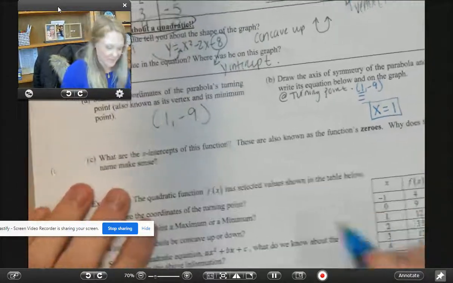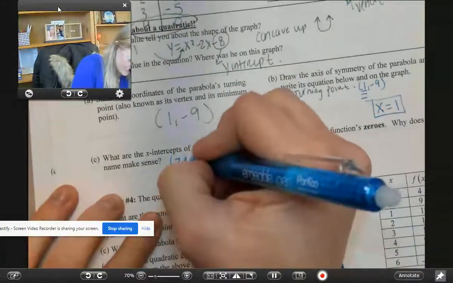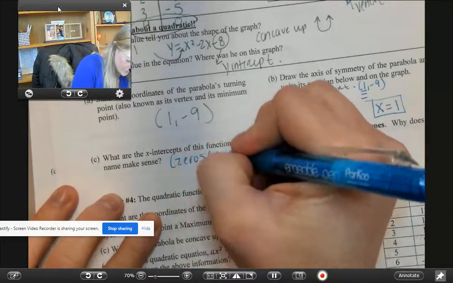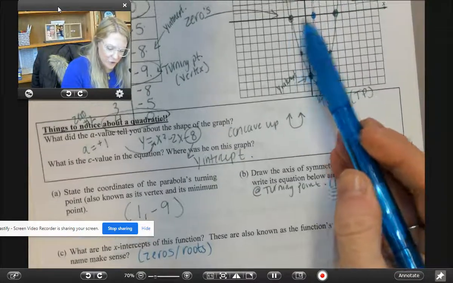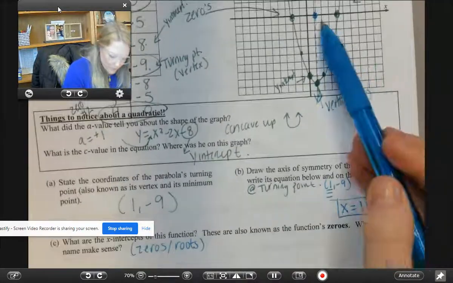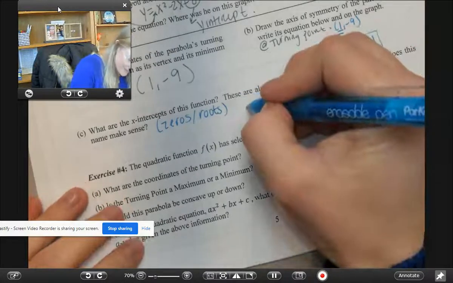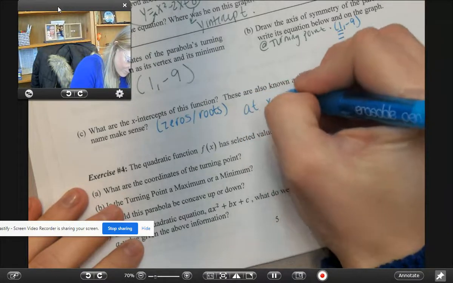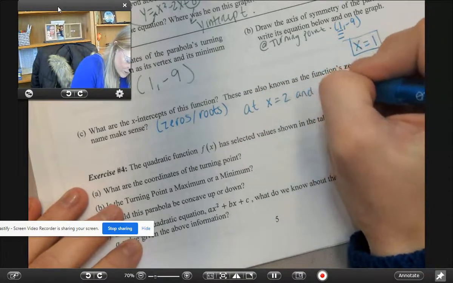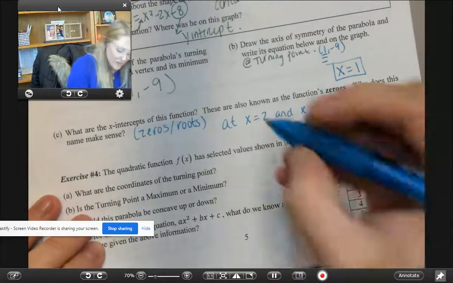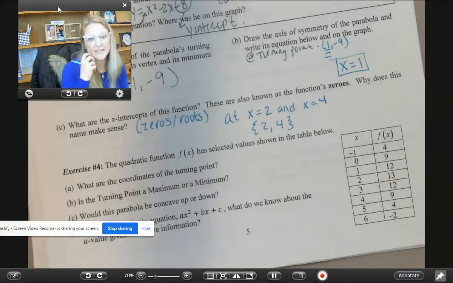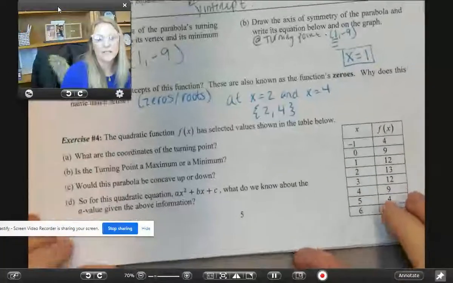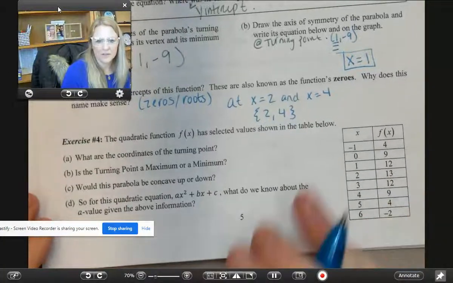What are the x-intercepts of this function? Remember, the x-intercepts are also known as the zeros or roots. Okay. They happened at -2 and at 4, right? Another thing you can say is they happened at -2 and 4, with the braces, because you're listing them. Okay, so there's some vocab.